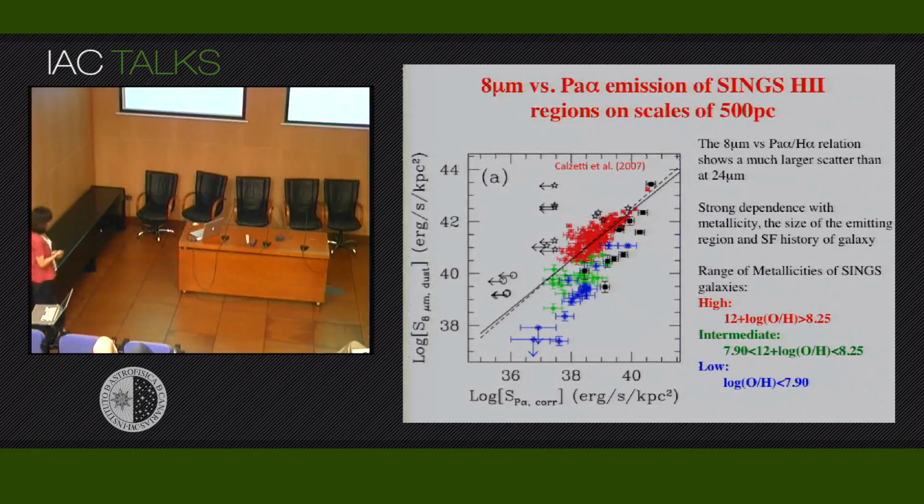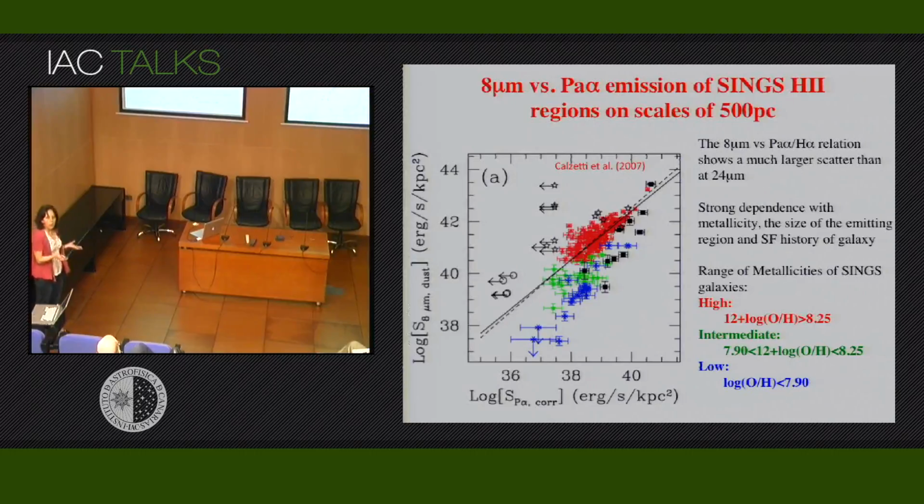Now, why bother if you can use H alpha or Paschen alpha? That is probably easier to use. Well, at high redshift, most of these galaxies are going to be very obscured. So you want to get a star formation rate indicator that is not affected by extinction. This is work done by Daniela Calzetti and collaborators.